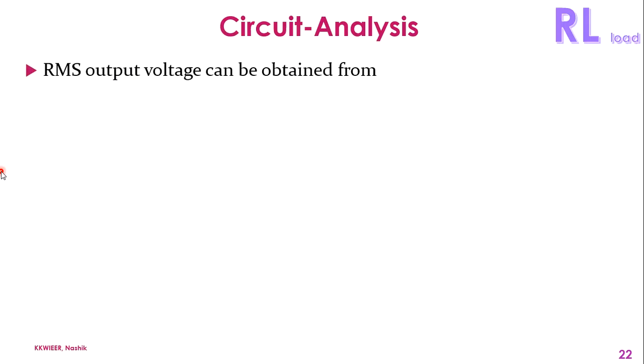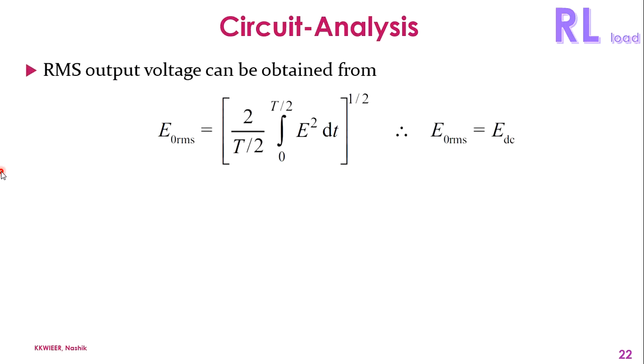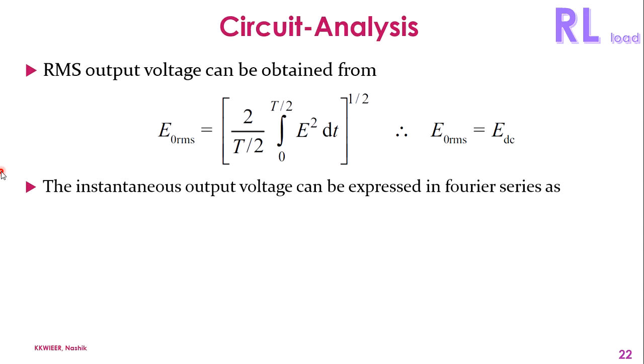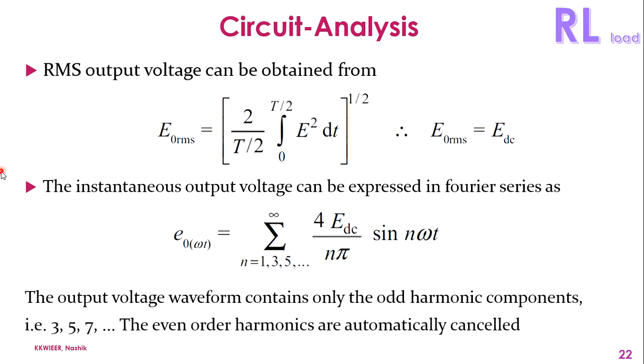The RMS output voltage can be obtained from this expression. E0 RMS is equal to square root of 2 by T integration over 0 to T by 2, as the period is 0 to T by 2, of E square dt. So E0 RMS will be EDC. The instantaneous output voltage can be expressed in the Fourier series in this form: summation of 4 EDC by n pi sin n omega t. The output voltage waveform contains only odd harmonic components, 3, 5, 7, like that. The even harmonic components are automatically cancelled in this case.